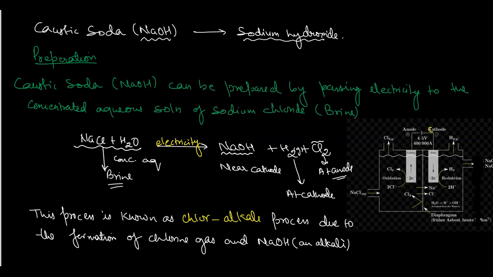In the previous class we were discussing that this process is known as the chloralkali process, and here NaOH is formed near the cathode, hydrogen gas is formed at the cathode, and chlorine gas is formed at the anode. So a 1 mark question comes from this: which gas is formed where. There are so many questions that come from this.